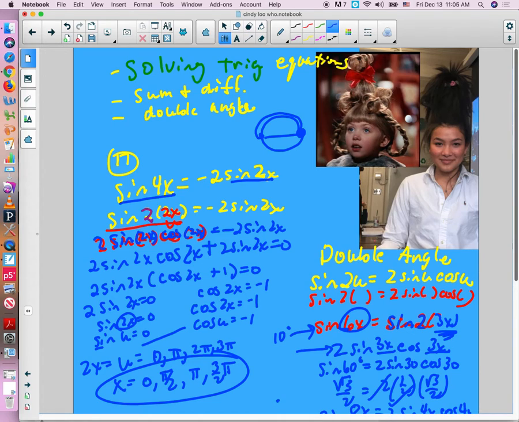I can check them in just a minute. So think about this now, double angle identity. If I see sine 4x, I can make it a double angle identity. Okay? It's double 2x.